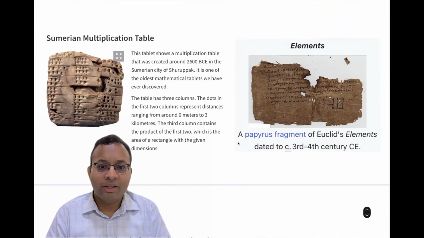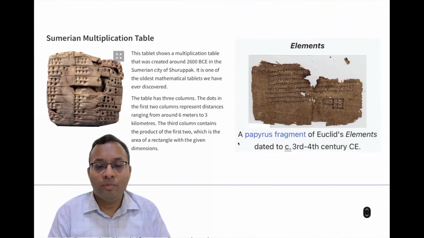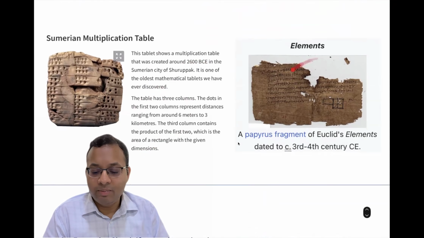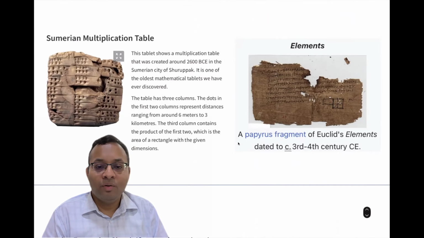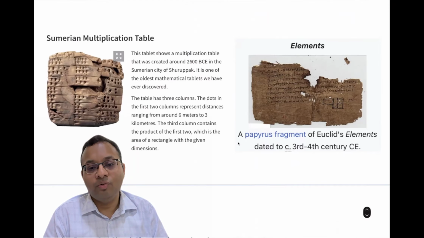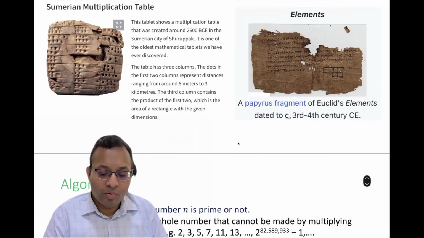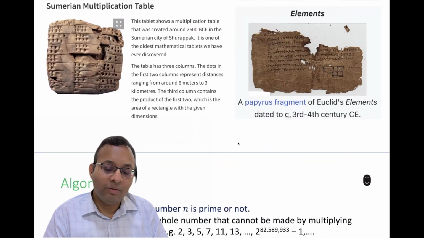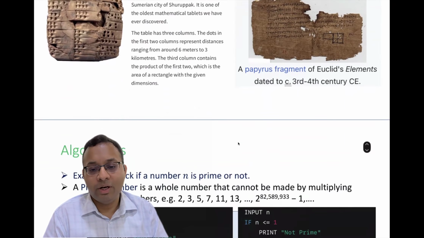These are some other examples of algorithmic artifacts. This is a Sumerian multiplication table from 2600 BCE from Sumer. And this is Elements, the famous book on geometry written by Euclid, some papyrus fragments of this. In Elements as well, there was mention of one of the first prototypical algorithms, how to find greatest common divisors. So we'll start with one more algorithm, which is more than 2000 years old: how to find whether a number is prime or not.